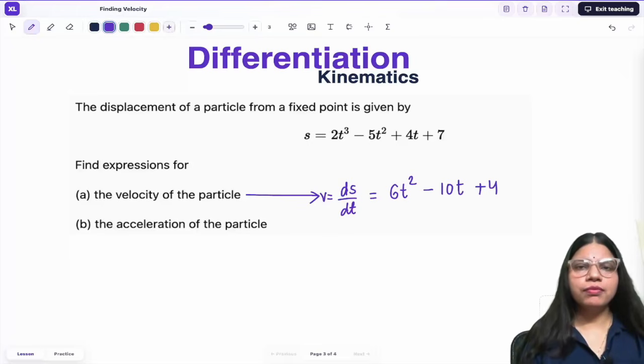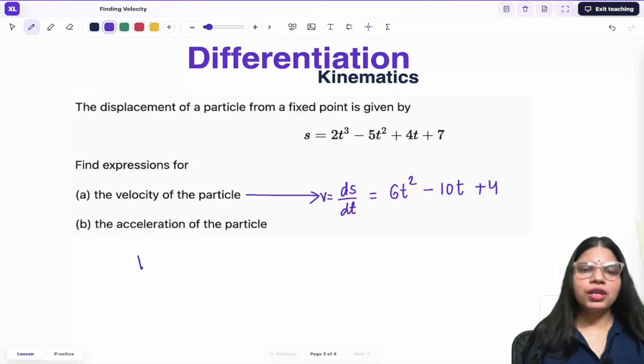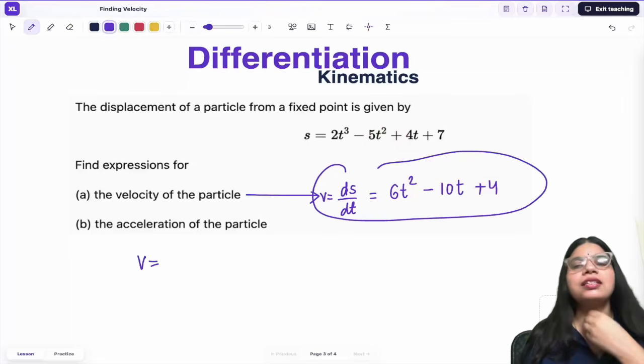Did you get the same? So 3 times 2, 6t squared, minus 2 times 5 is 10t, plus 4. Okay, so we get v. So we have our v with us, which is 6t squared minus 10t plus 4.